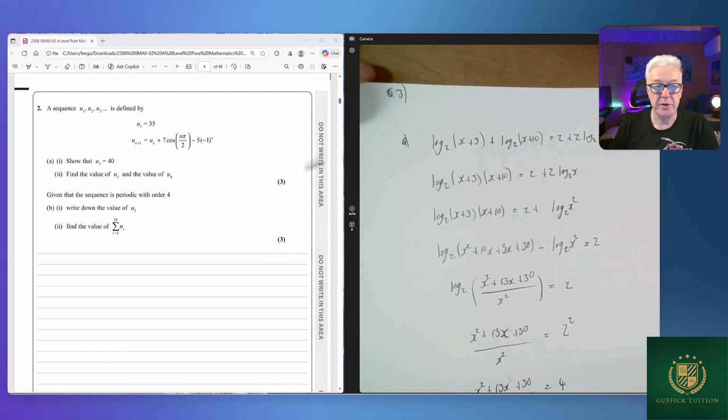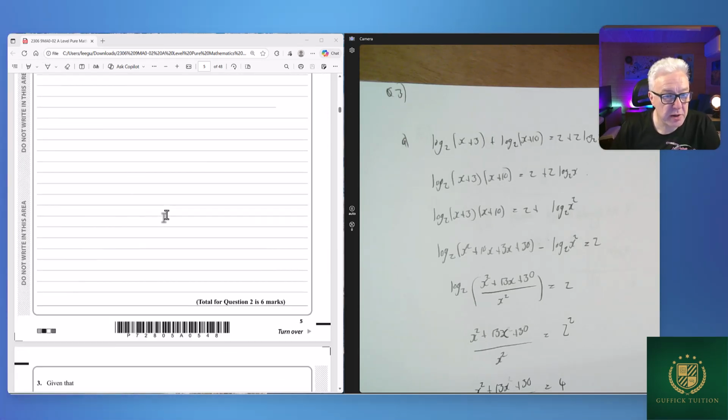Okay, this is question 3 from paper 2 for Edexcel, and this is 2023. Oops, that's question 2 still. Question 3, here we go.